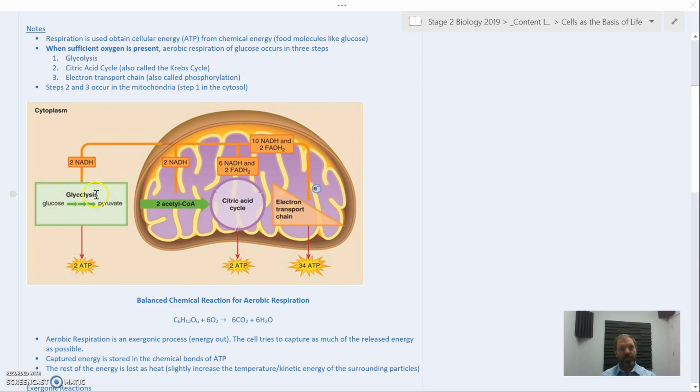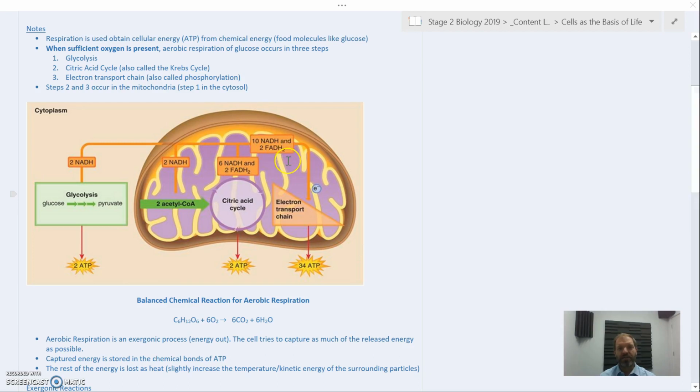Glycolysis, which happens in the cytosol, and is basically the cleavage of glucose into two pyruvate molecules, and that gives you some ATP. But the products from this reaction can go further through the mitochondria to two more steps, the citric acid cycle, sometimes also called the Krebs cycle, and the electron transport chain, sometimes also called phosphorylation. This further breakdown allows the release of 2 and then an extra 34 ATP molecules. So from one glucose starting off, we can get up to 38 ATP molecules. So there's a lot of energy that can be produced by aerobic respiration.